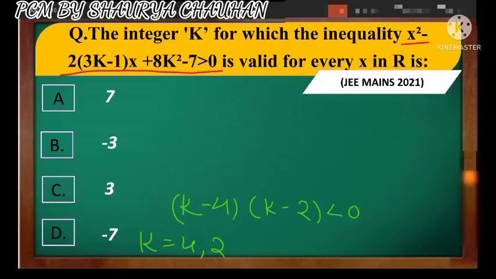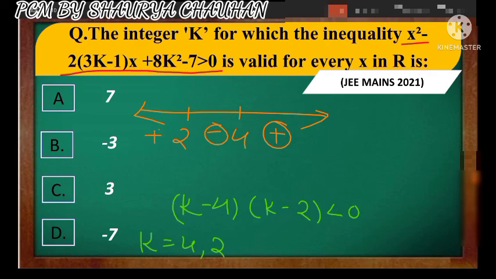So here let's make a number line. Here is 2 and here is 4. So plus, minus, plus. We have to take the negative value, so this interval will be taken, or the values are 2 to 4. Here it is an open interval because the inequality is not greater than or equal to 0. It is less than 0.